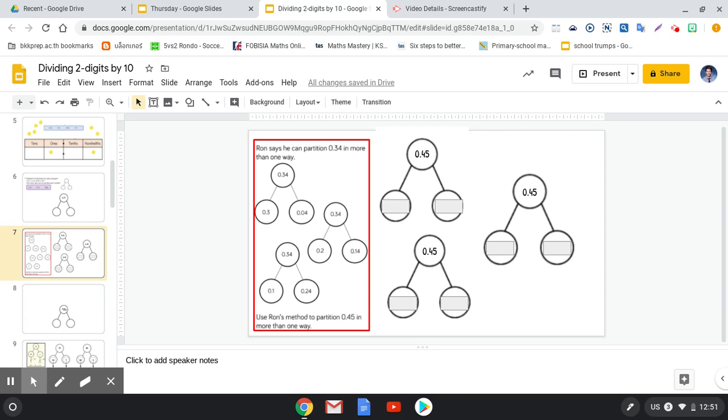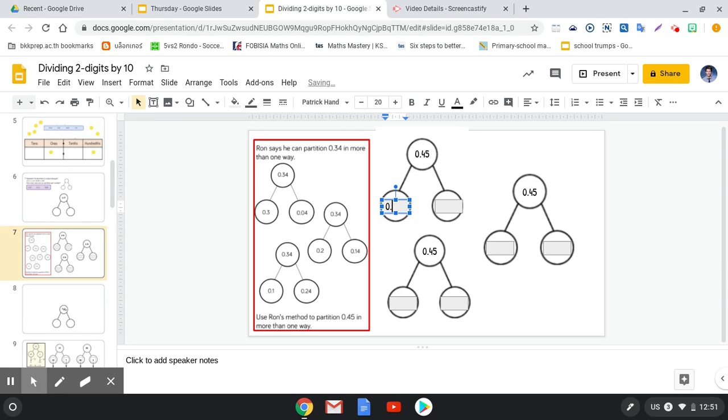So what we have to do now is do the same, but for 0.45. So I have set up 3 place value part whole models ready in order to do this. In the first one, I'm going to go very simply and say, right, 0.45 is made of 4/10 and 5 hundredths. Okay, it's a nice easy start.